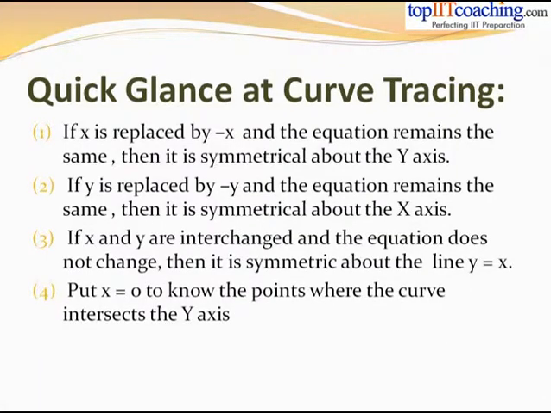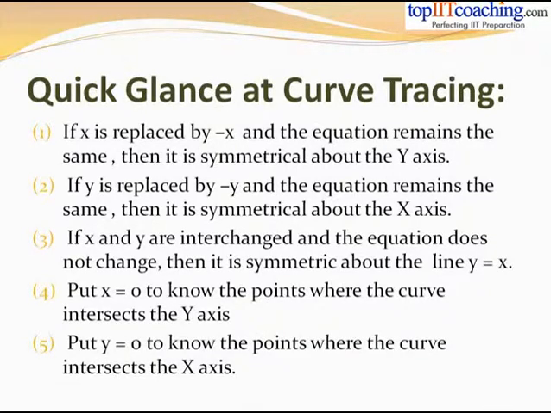The fourth is, put x equal to 0 to know the points where the curve intersects the y-axis. We know that whenever a curve intersects the y-axis, the x-coordinate is 0 at that point. So putting x equal to 0 helps us to know the points where the curve intersects the y-axis. Similarly, if we put y equal to 0, then we get the points where the curve intersects the x-axis.